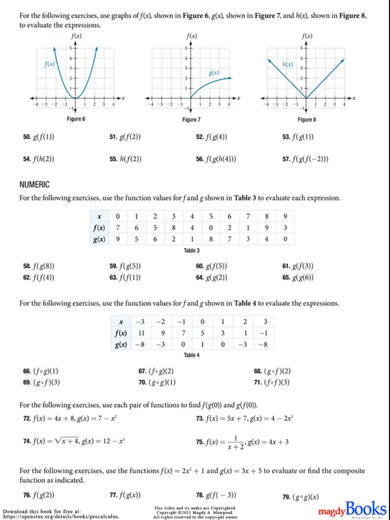For the following exercises, use the functions f(x) = 2x² + 1 and g(x) = 3x + 5 to evaluate or find the composite function as indicated. 76. f(g(2)). 77. f(g(x)). 78. g(f(−3)). 79. (g∘g)(x).